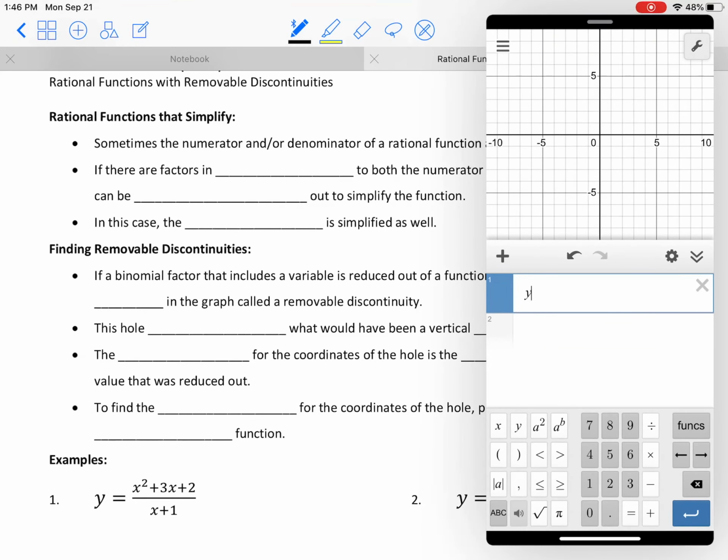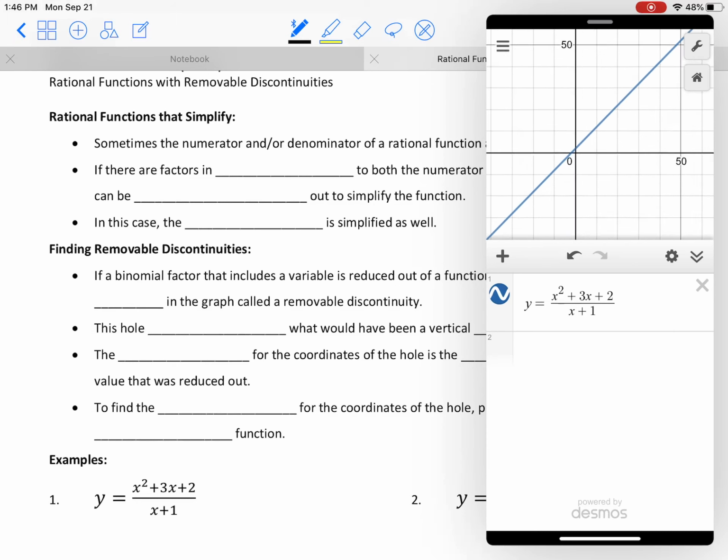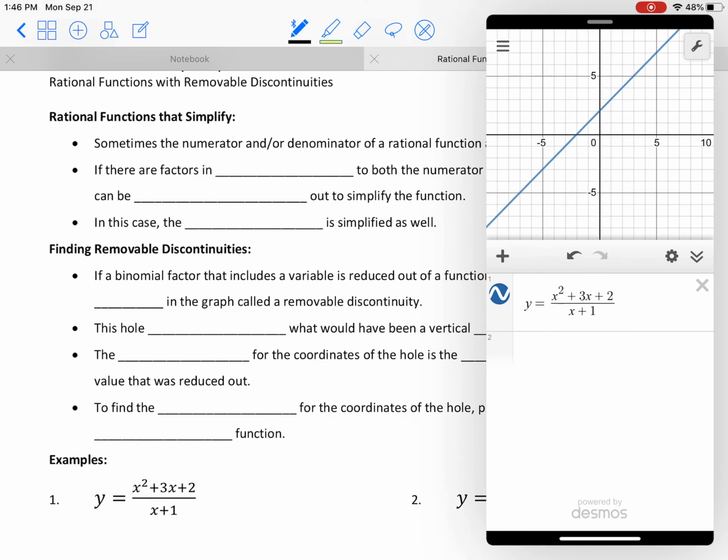If we were to graph this, we're going to get a picture that we probably wouldn't expect for this rational function. So let me make a fraction here. x squared plus 3x plus 2 in the numerator, and then x plus 1 in our denominator. Well, I can try to zoom in or out as much as I want. What we're seeing here doesn't look like our typical rational function. What does the graph look like to you? Well, to me it looks like a linear function. So what's going on with this graph?